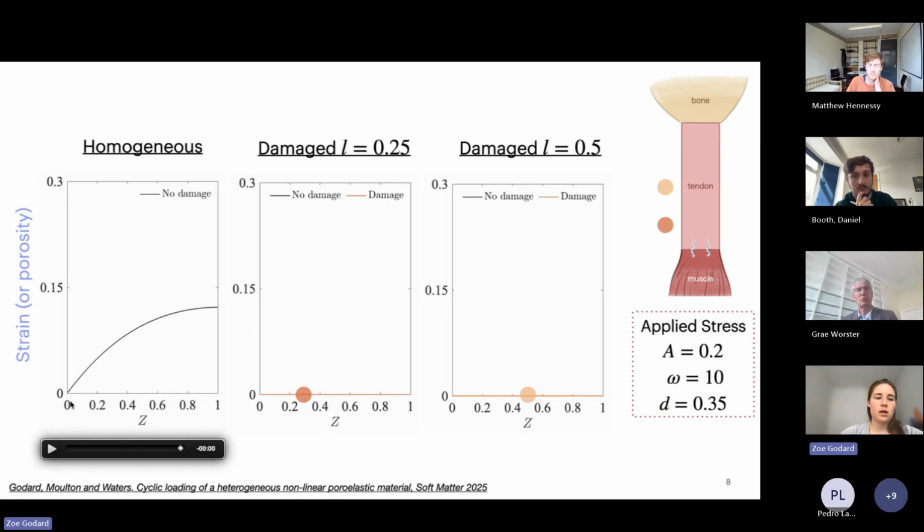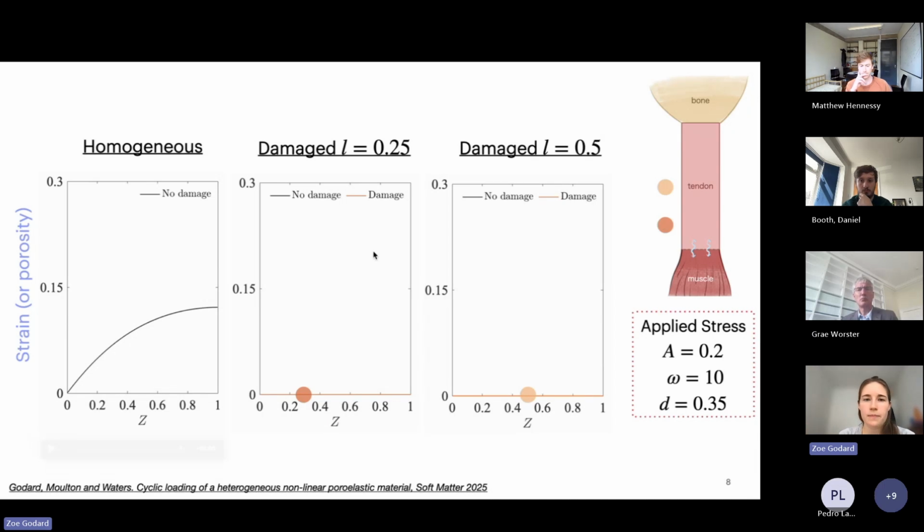And so on average, the strain is going to be greater at the muscle and smaller towards the bone. That depends on the point in the cycle, of course, and it also depends on the frequency, because the way it's going to diffuse, the time that it takes to diffuse through the material, depends on the poroelastic time scale. And so that's tied to the frequency. So these are all non-dimensional parameters here.